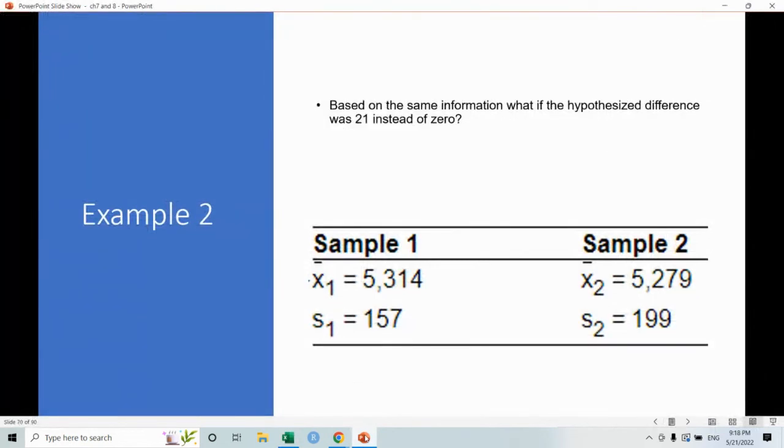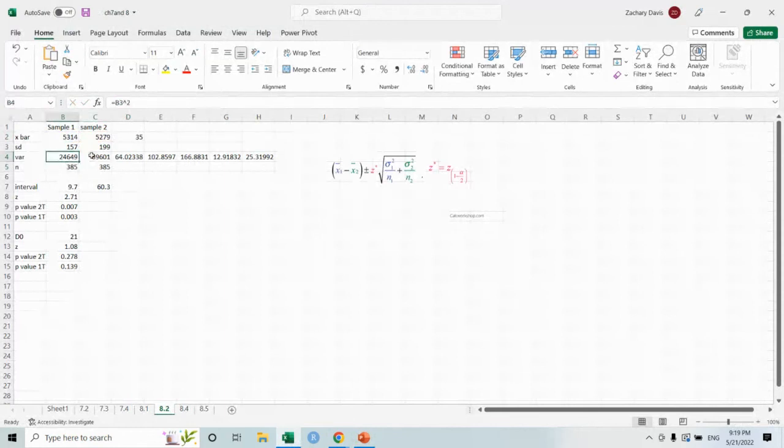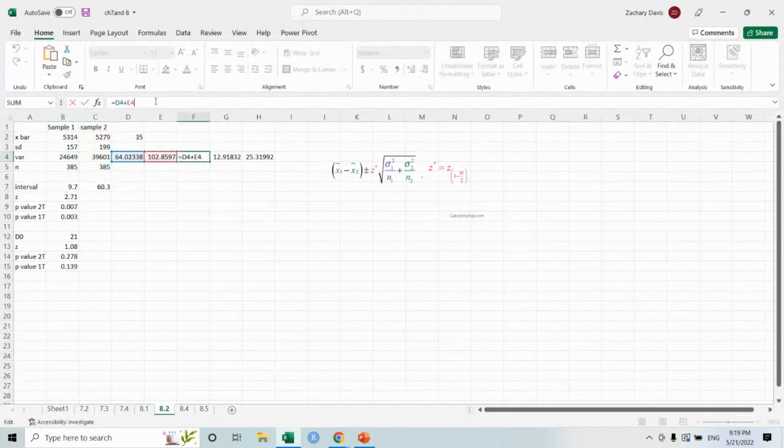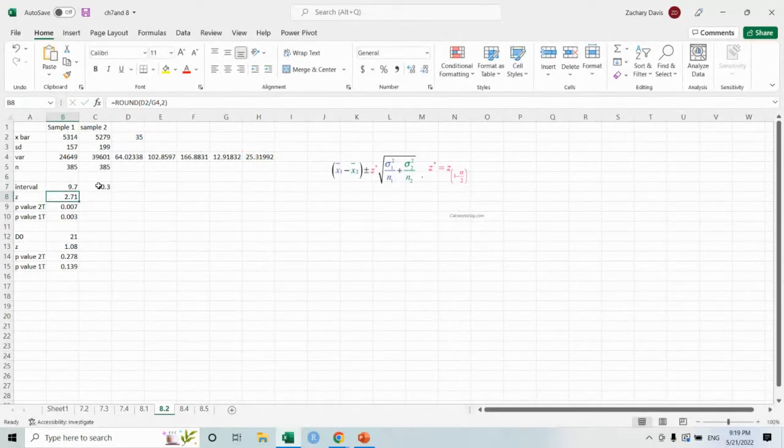So the second part, based on the same information: what if the hypothesized difference was 21 instead of 0? We'll come to that. So we know that we had 385 observations, and the variance calculated out. Using these and this formula that I've put into the spreadsheet, we can calculate out our interval. We have 9.7 to 60.3. So we use this to calculate out our z-score, and we get 2.71. Based on a two-tailed test, that gives us a p-value of 0.007, which is less than 0.05.